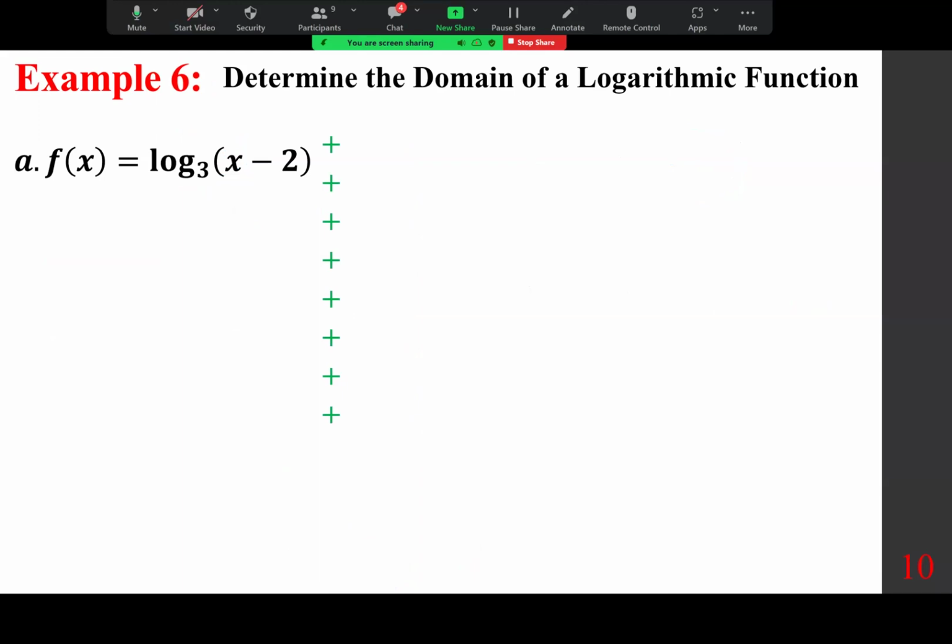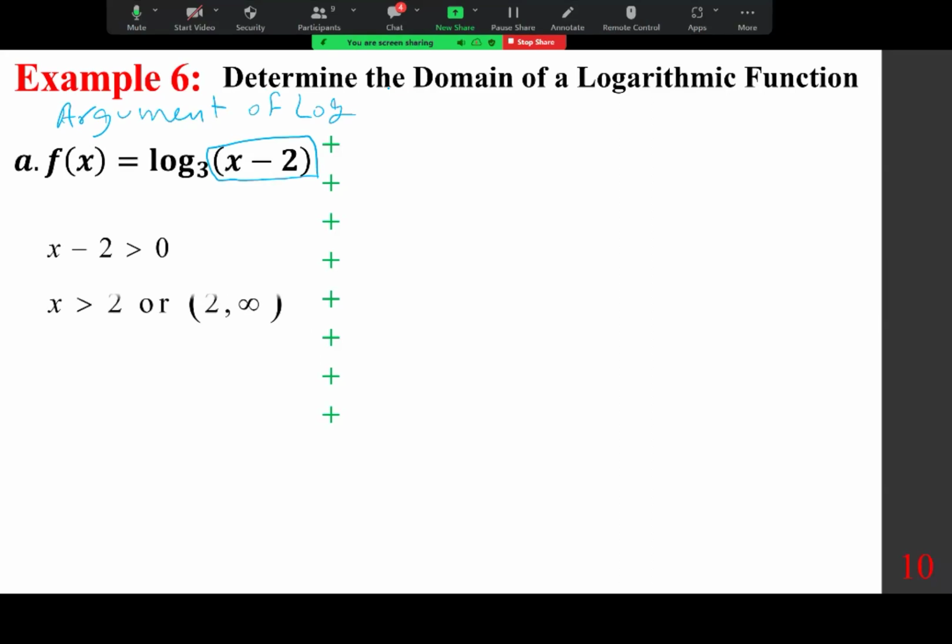Example 6, determine the domain of a logarithmic function where f of x is log base 3 of x minus 2. In general, you set the argument, this is called the argument of the log, must be positive. And clearly x is larger than 2, or from 2 to infinity.